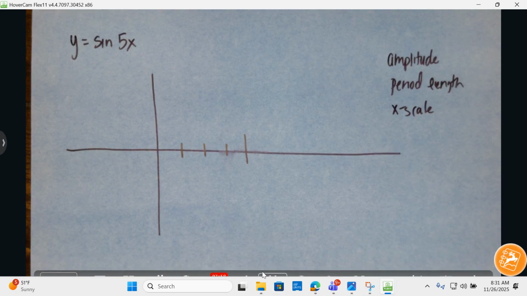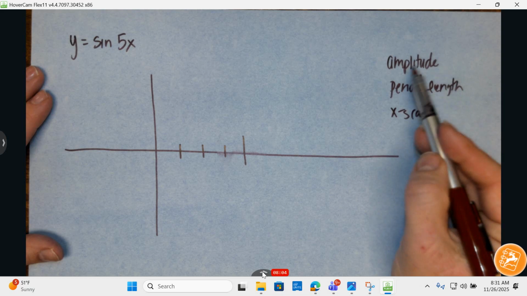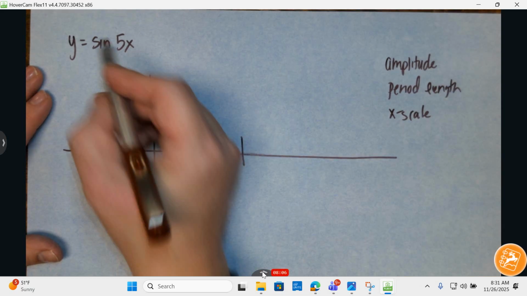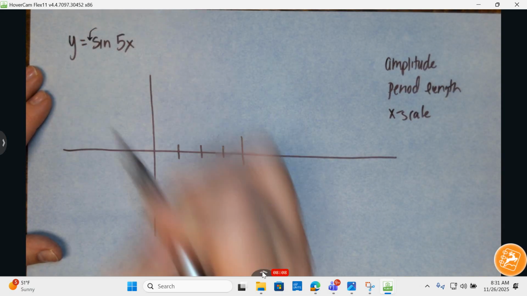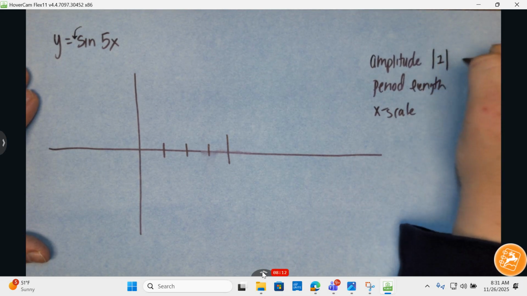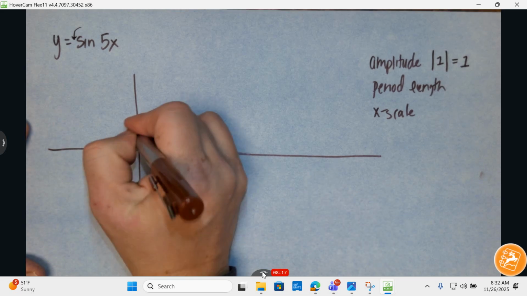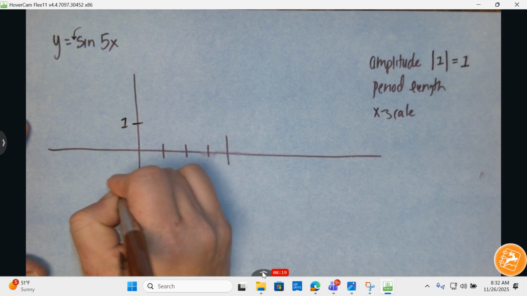Let's get started. Okay, this is example number 2, and again, we're recapping what you previously learned in the last videos. The first thing I'm going to do is identify the amplitude. The amplitude, algebraically, is we take whatever value is directly in front of the function. It happens to be a hidden 1. The absolute value of 1 is 1. That means from this midline, I'm going to go up 1 and down 1.